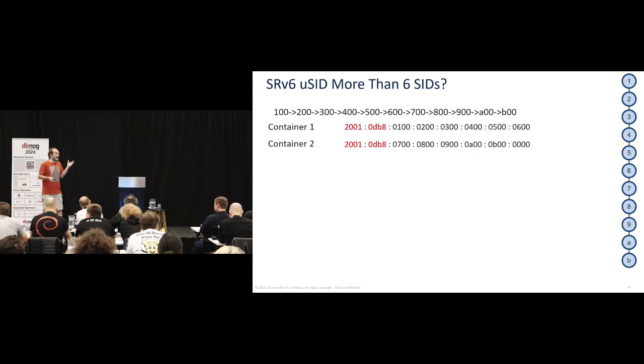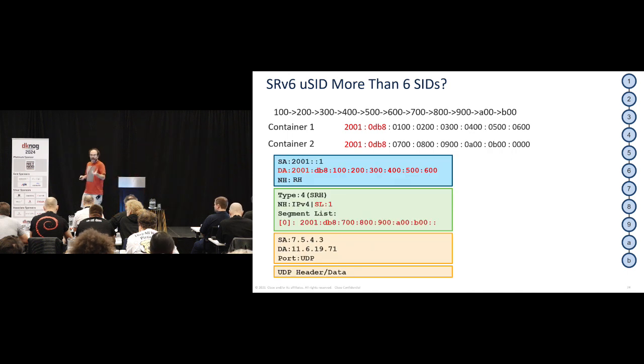I'll split it into 2 containers. I will have container 1, with the first 6 micro-SIDs. Container 2, I will have the remaining 5. And if I'm building the packet, I will put the first container into the destination address, the second container into the SRh.